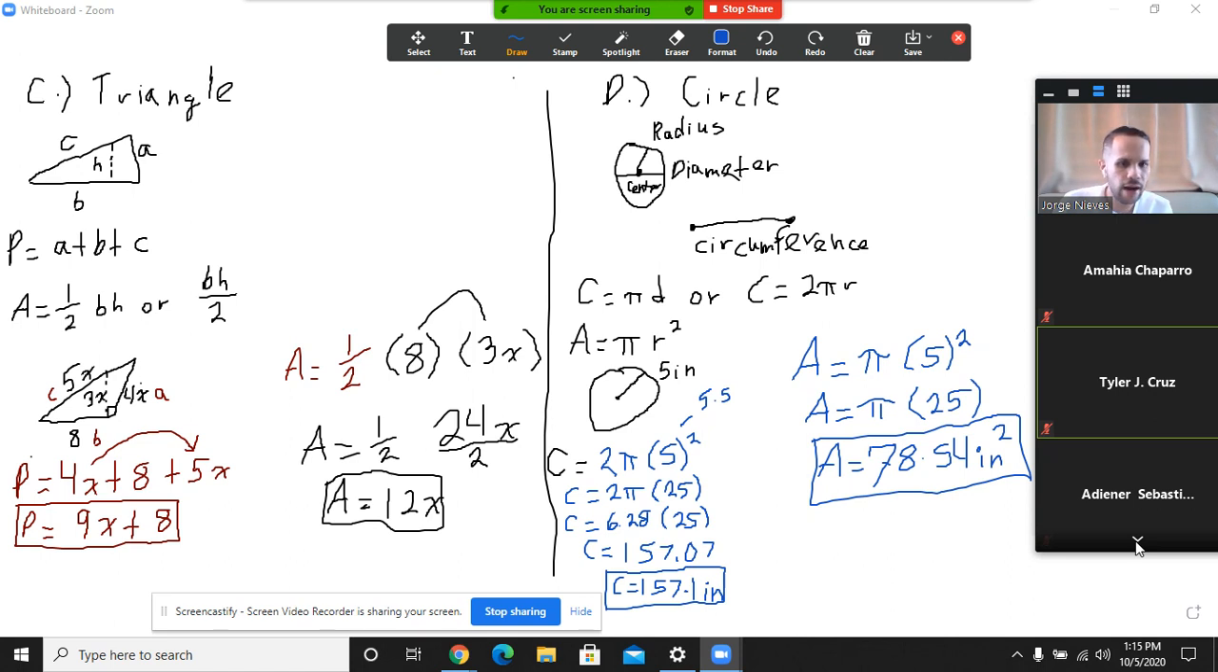I did round it up, okay? Yo redondeé. La respuesta daba, te voy a decir, Tyler. Pi times 25 is 78.539. So I rounded up. So it's going to be 78.54. Okay.